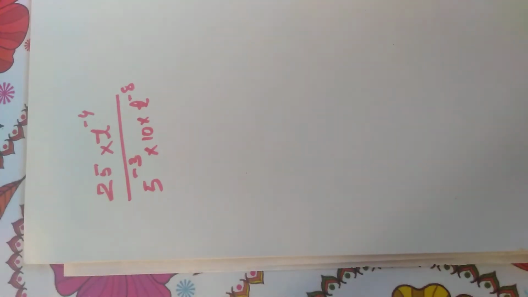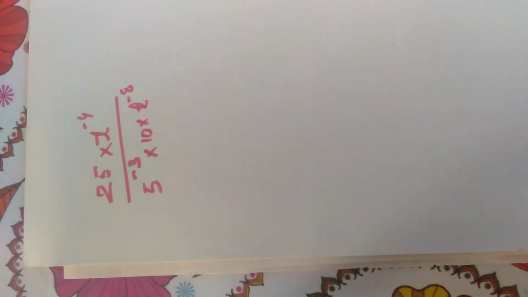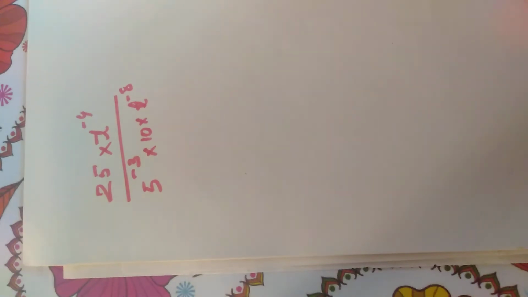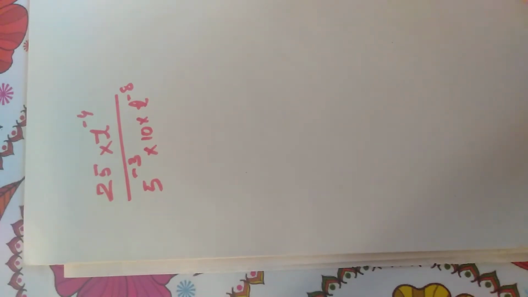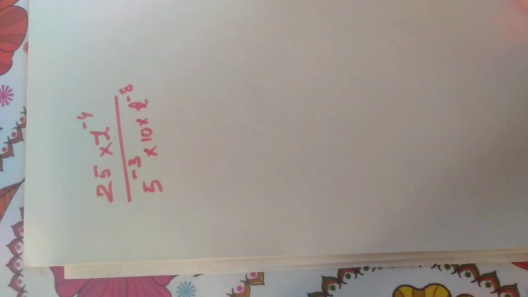Exponents and powers. The example is 25 into t to the power minus 4 upon 5 to the power minus 3 into 10 into t to the power minus 8. We have to solve this using the laws of exponents. Now we know that in the chapter of squares we have read that 25 is a square of 5.